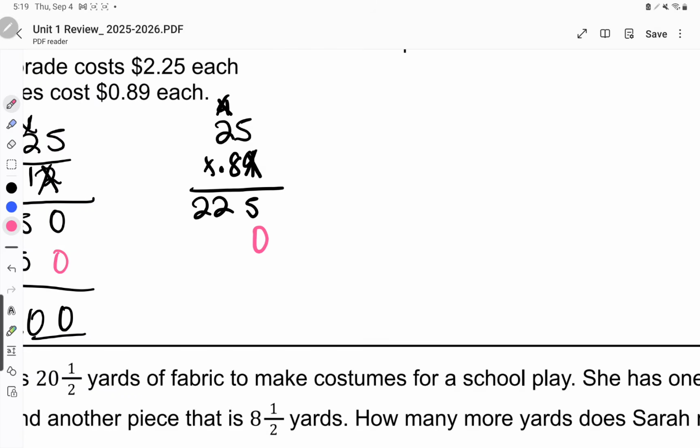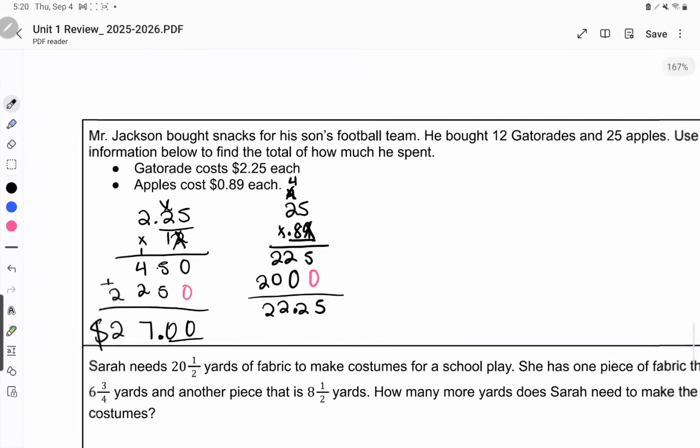We're on our next row now, so we add a 0. 8 times 5 gives us 40. So we write down a 0 and we carry our 4. 8 times 2 is 16. 16 plus 4 gives us 20. Add it all together. We have 2 decimal places here, so we have 2 decimal places in our answer.